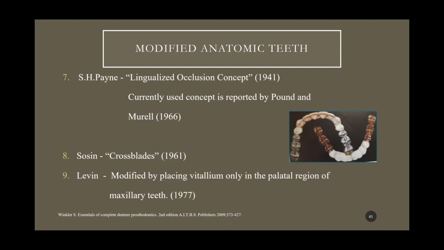And then in 1961, Sosin designed the cross blades. In this, the occlusal surface of the upper second premolar and the first and second molars were covered with Vitalium. During drying, the lower posteriors were removed and the denture was processed. During the insertion, wax was placed on the lower permanent record base, and the patient was asked to produce chewing movements. The lower occlusal pattern which was created was converted to gold and processed onto the lower denture. Then in 1977, Levin modified these teeth by placing Vitalium only on the maxillary palatal cusp for aesthetic reasons.